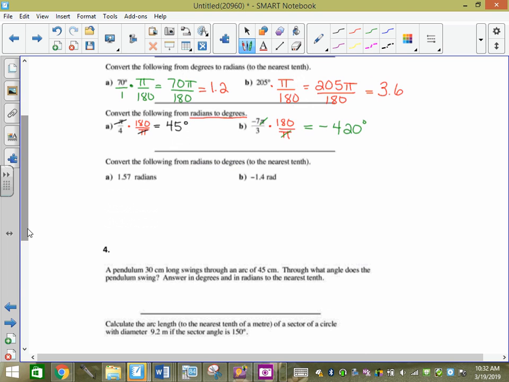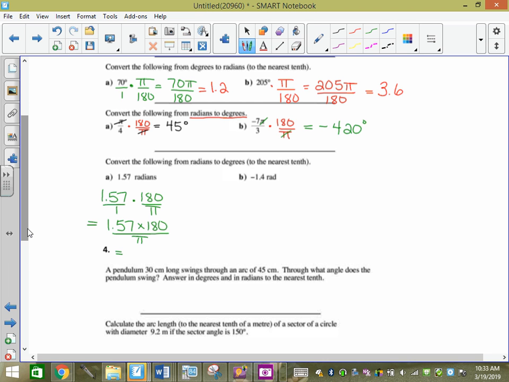Okay, what happens if they don't have the degree symbol? Convert the following from radians to degrees. We still do the same thing, radians to degrees, pi on bottom, so we multiply by 180 over pi. The problem here is that the pi just doesn't cancel. So we're going to type into our calculator 1.57 times 180 divided by pi. We actually have to put the pi into our calculator. And what do we get to the nearest tenth? One decimal place.